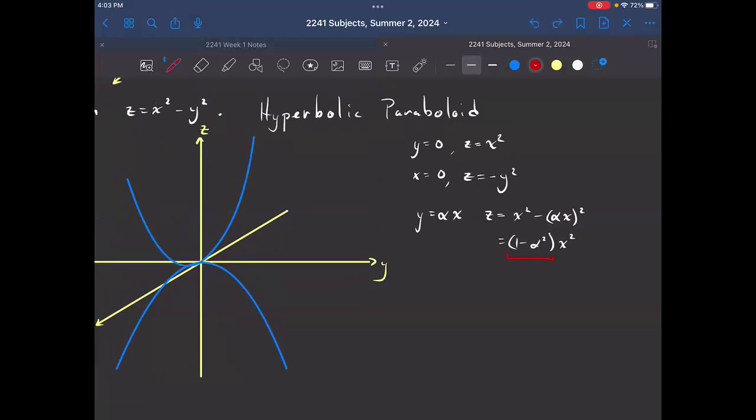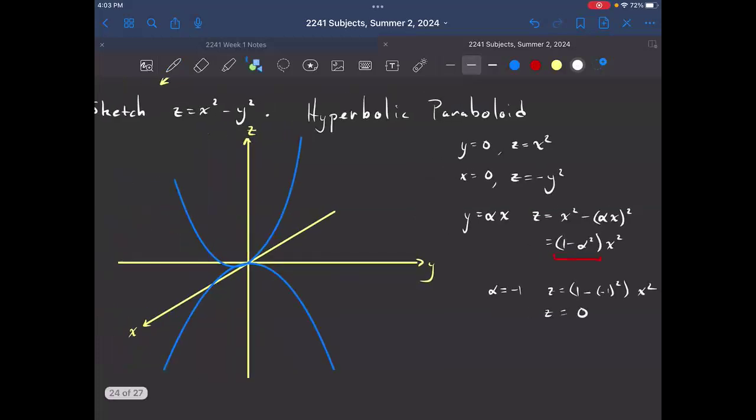Okay, so if we're looking at the line with slope, let's say -1, alpha equals -1, then we're looking at this line that I've been drawing, and we get z equal 1 minus -1 squared. And yep, that is exactly what you think. We get z equals 0. So we get a straight line through the origin that is on the graph, actually. Put that in red. Straight line through the origin, literally on the graph of this function.